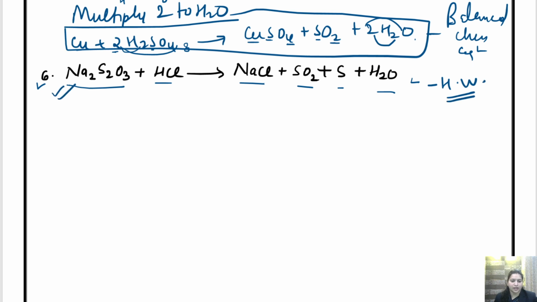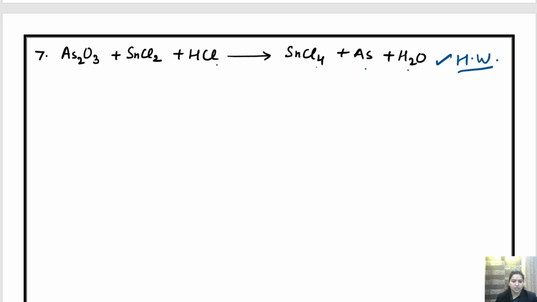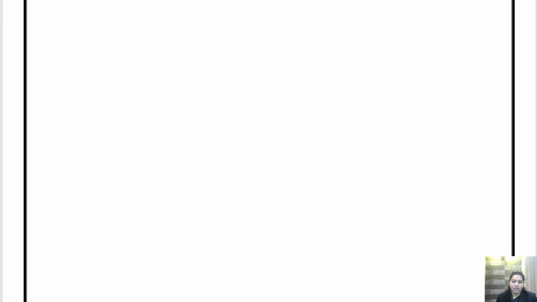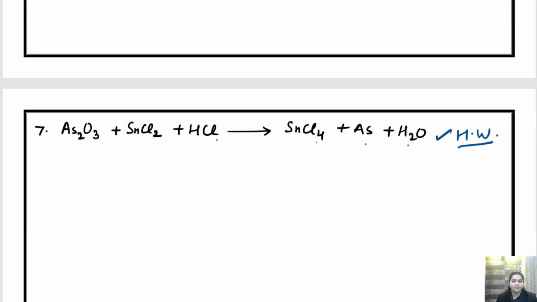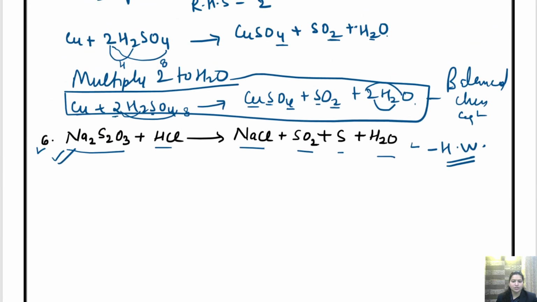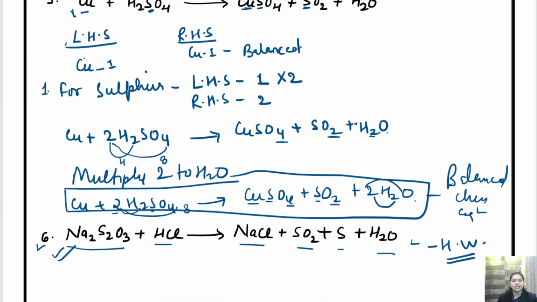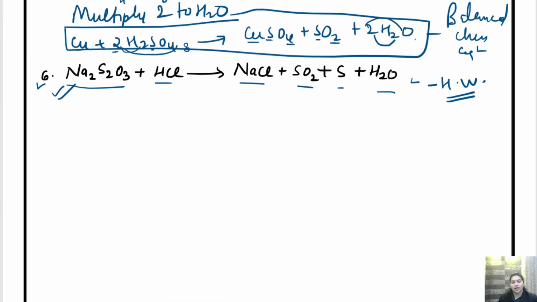This one, Na2S2O3 plus HCl gives NaCl plus SO2 plus S plus H2O. And this one, As2O3 plus SnCl2 plus HCl gives SnCl4 plus As plus H2O. So children, these two are your homework. Okay? So please do solve it. So this is the way we do the hit and trial method of a chemical equation.